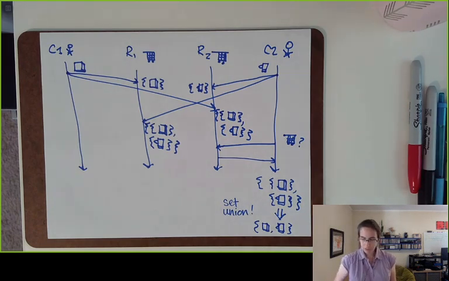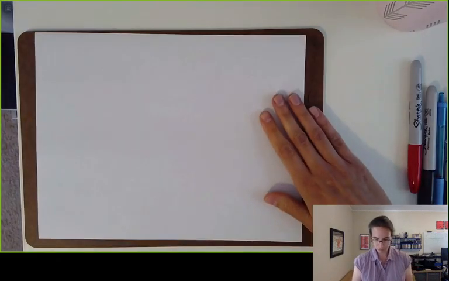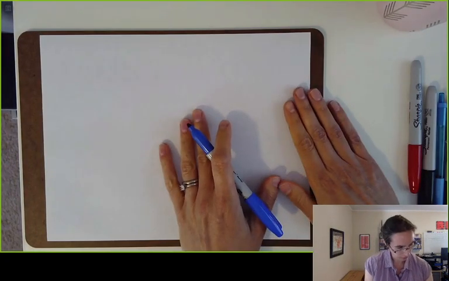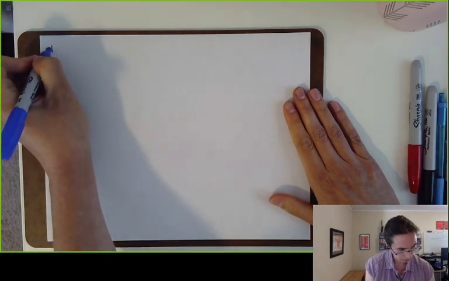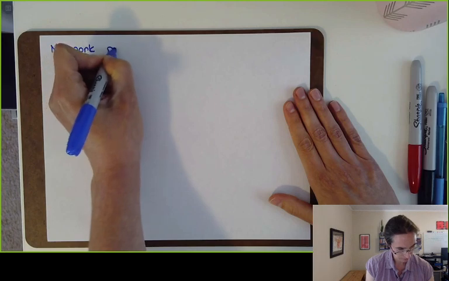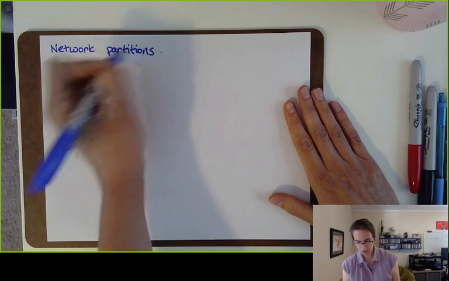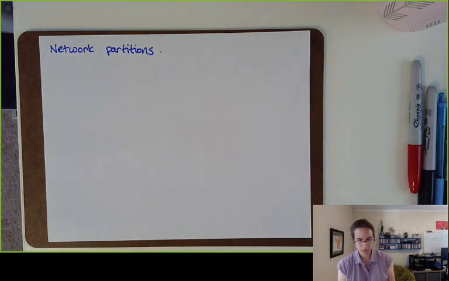Going back to our list of concepts that will be useful to you as you read the Dynamo paper, another concept that will be useful is the concept of network partitions. This is something that the paper will expect you to know the meaning of. So let's talk about it. What does this term mean? Does anybody know?